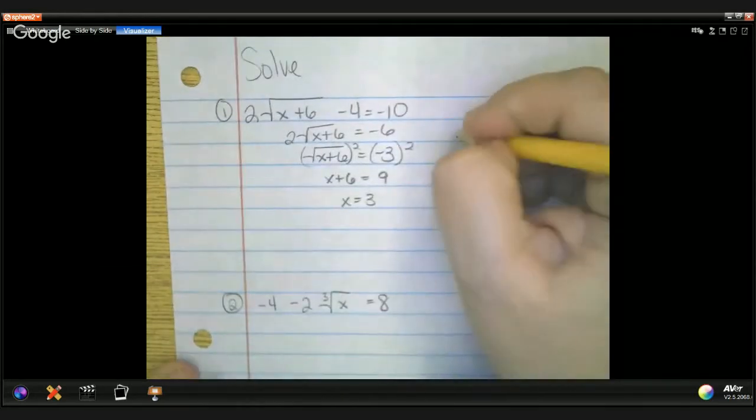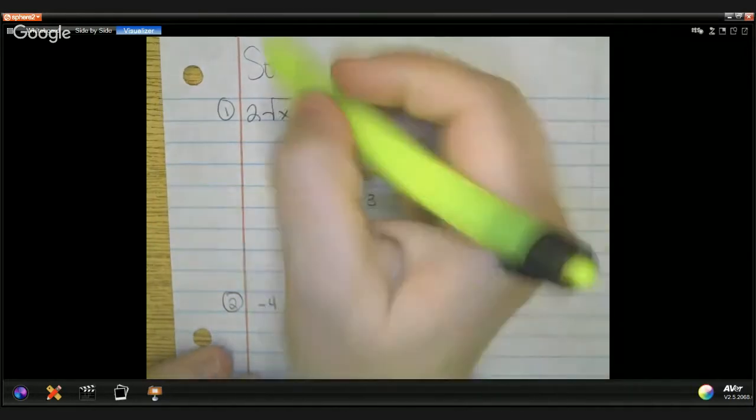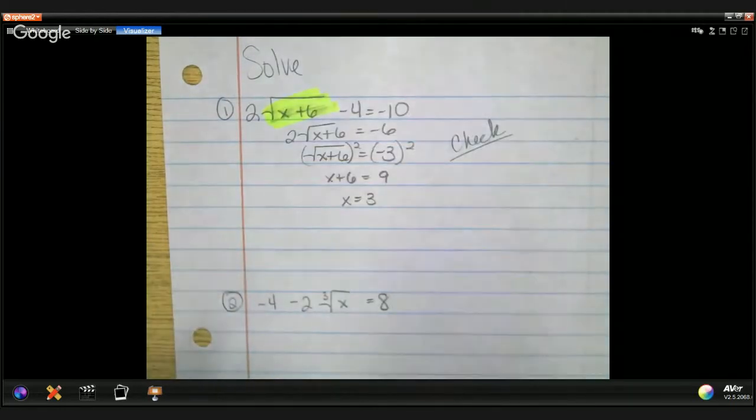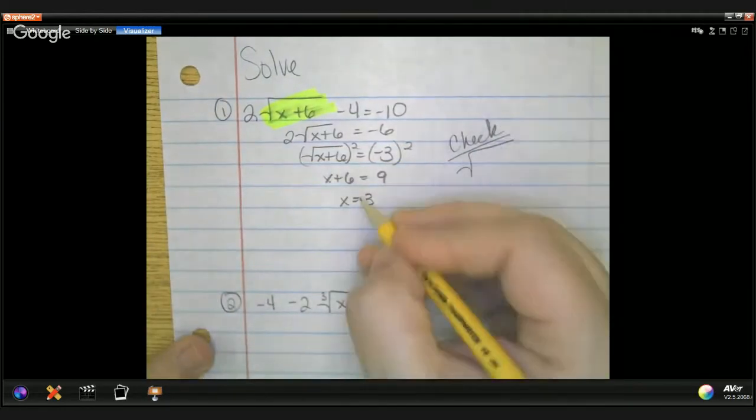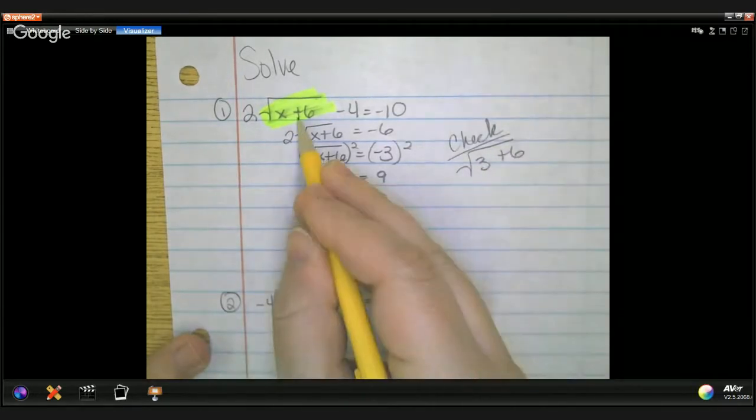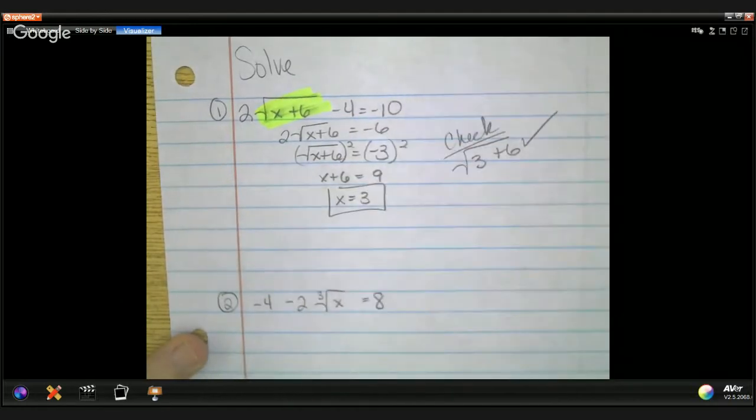And then I do want you to check it because you always have to check. And again, the only thing I really care about is this root. I'm checking that root. And so it's the square root of x, which I found is 3, plus 6. And 3 plus 6 is 9, which is positive, so I could take the square root. So 3 is my answer.